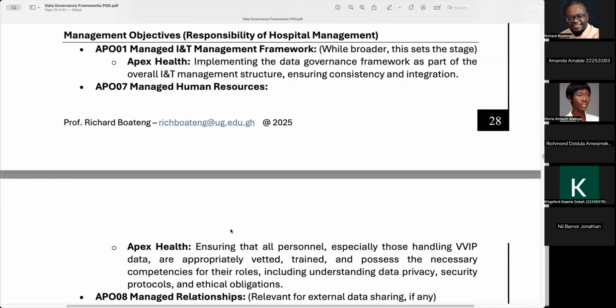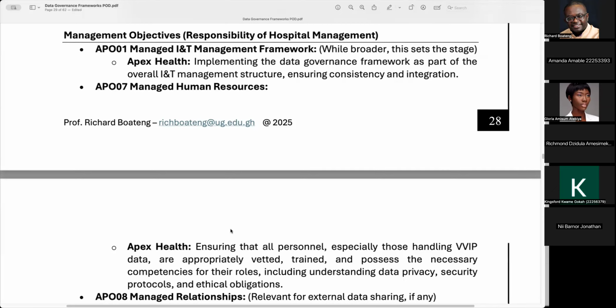What about external parties? That falls under APO08, Managed Relationships. This objective guides ensuring that any third-party vendors or partners who might have access to hospital systems or data, like EMR vendors, IT support contractors, or even specialized consultants, adhere to the most stringent data protection standards, with contracts explicitly reflecting Act 843 requirements and the heightened sensitivity of VVIP data.